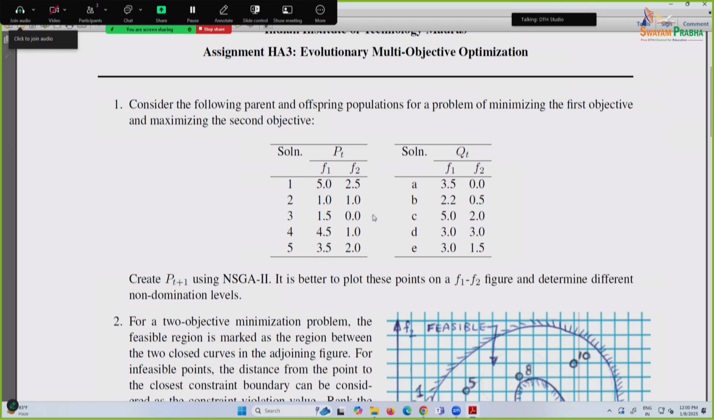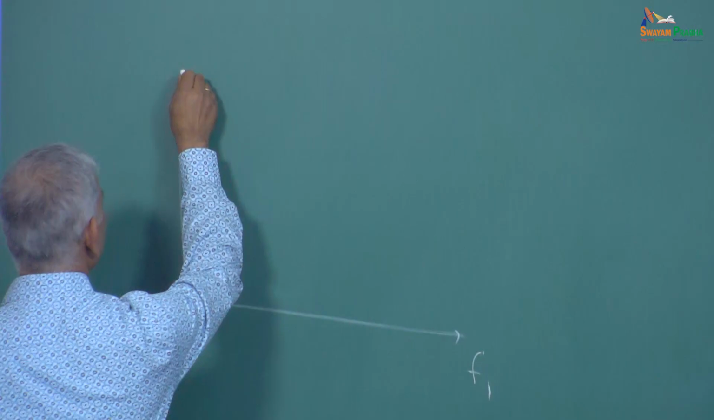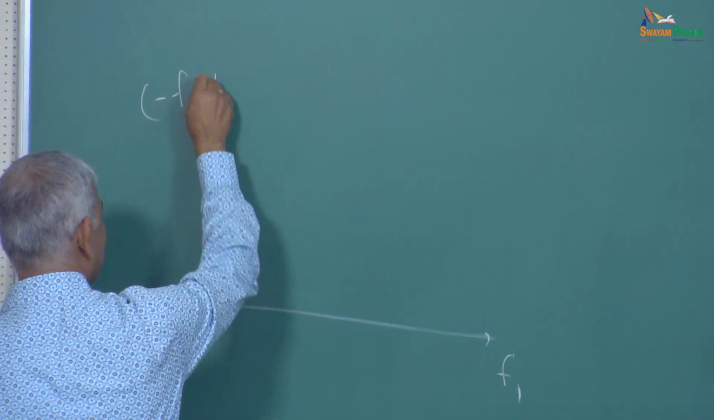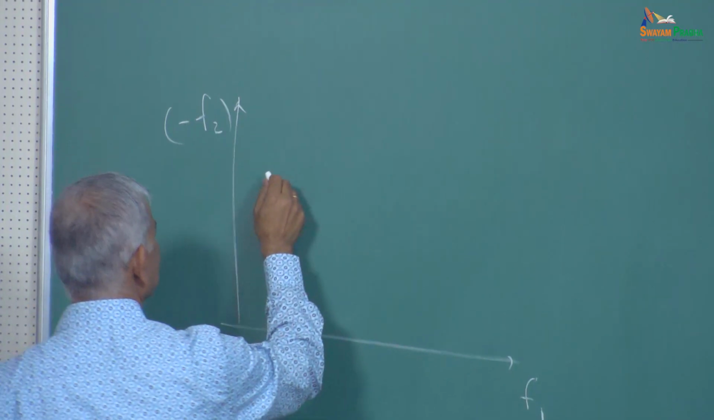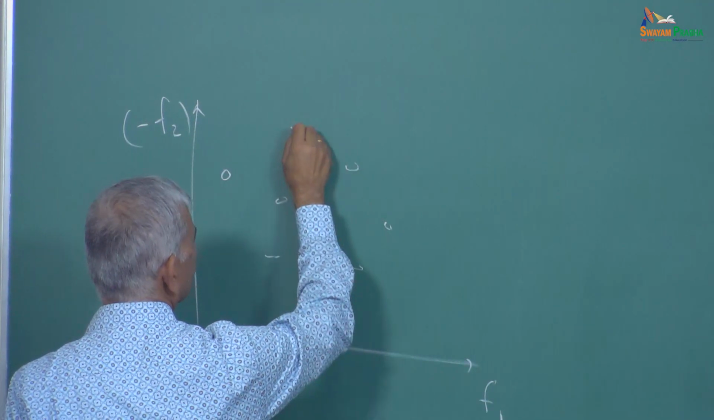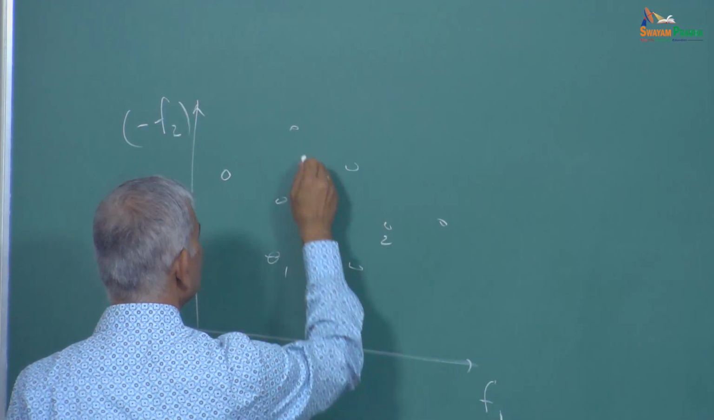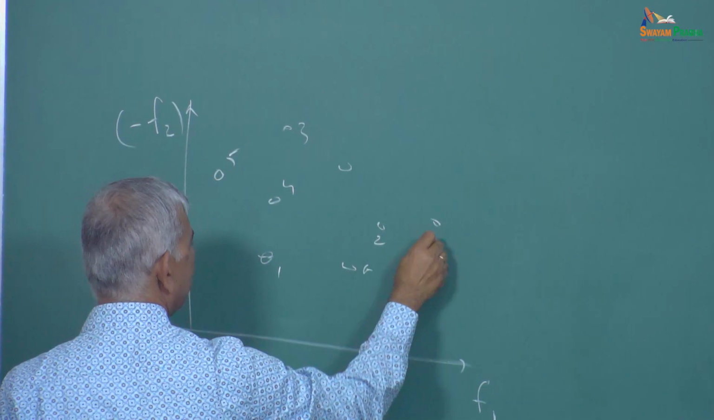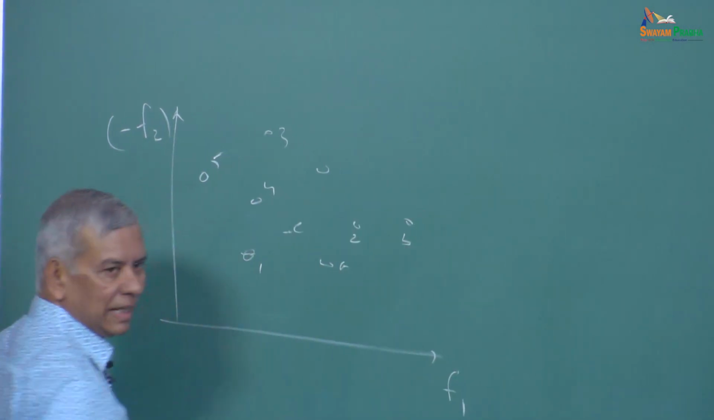Once you've done that, you can plot them on an F1, F2 plot. Each of these points, you can put on an F1, F2. There will be 10 points in total. So this is your F1, and I'm putting here minus f2 because you multiplied by minus, and all these points will be there. Some of them are 1, 2, 3, 4, 5. Others are A, B, C, D, E, something like this.